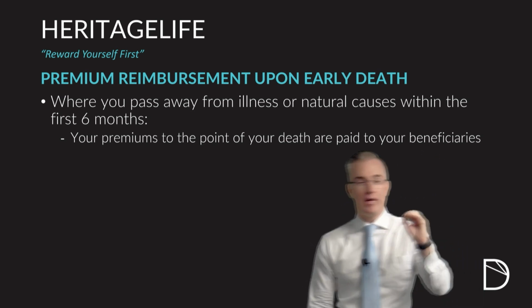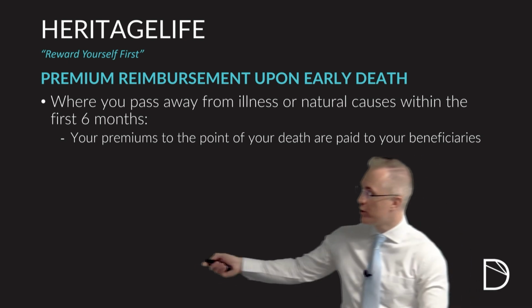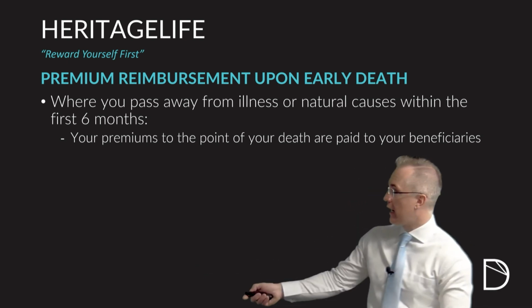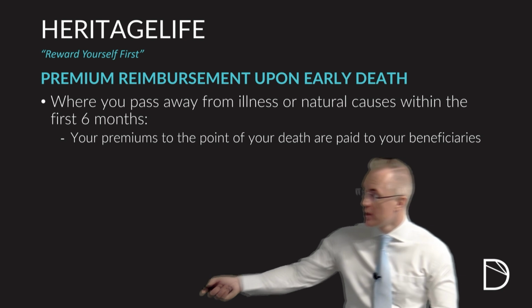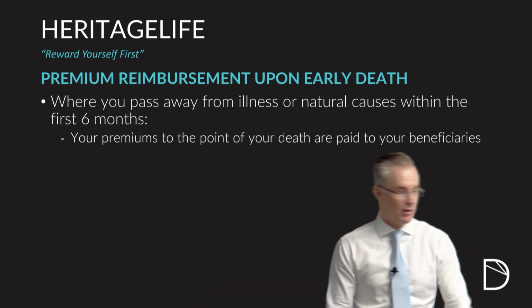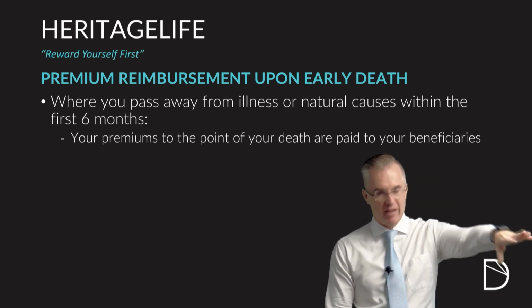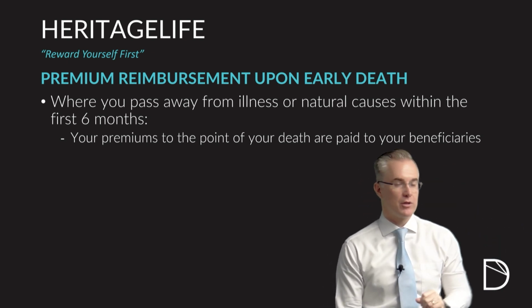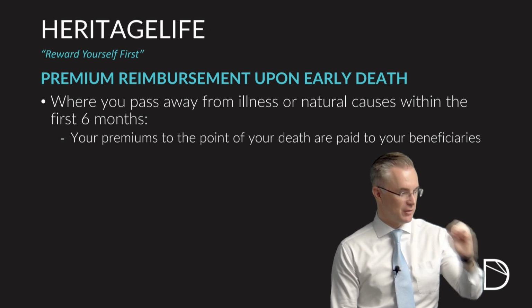All right, now, it's got 2 extra cherries on the cake. One of them is a premium reimbursement upon early death. If you die from illness or natural causes before your 6-month waiting period has ended, we refund you all your premiums. We refund your spouse or your beneficiary all the premiums you paid to that point. So it means it cost you nothing. Do you understand what I'm saying?